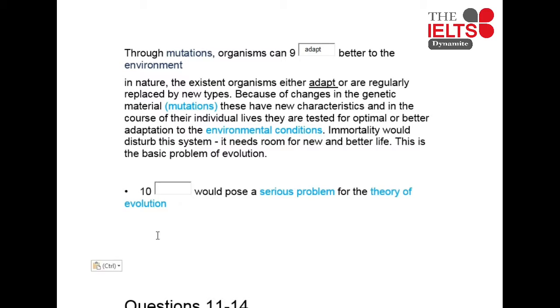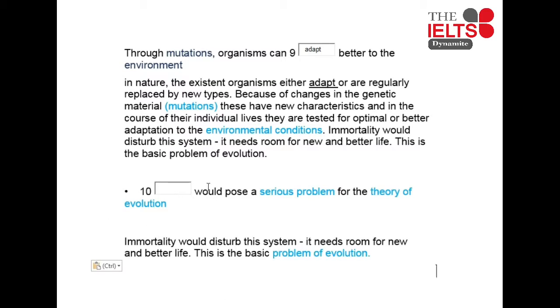So here something would pose a serious problem. Okay, this problem for what? For the evolution. So what here causes problem? Immortality. It disturbs this system. Which system? Okay, this is the basic problem of evolution. So immortality here is the answer. So the answer here is supposed to be immortality. So you can see it's easy here, it's not difficult.